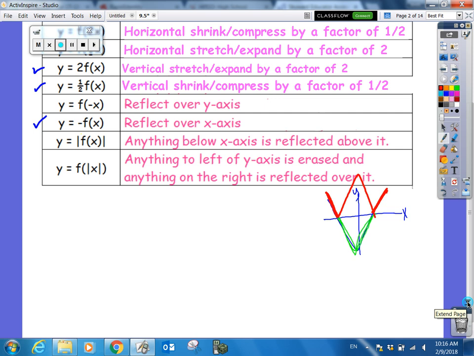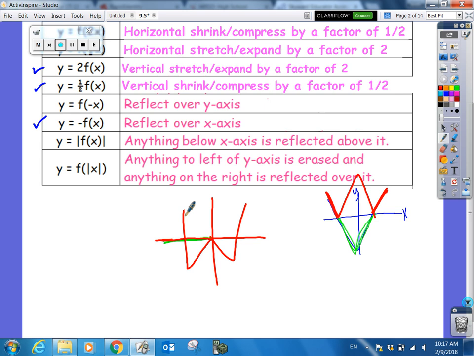You can say quadrant 2 and 3, anything to the left of the y-axis. Okay, so let's say we have that shape right there. Anything to the left of the y-axis is erased. So that is erased. And then what we do is we take what's on the right and reflect it over. It stays. So what's on the right still stays there. But that shape, whatever's on the right, is just reflected over. So that we have something that looks like that.